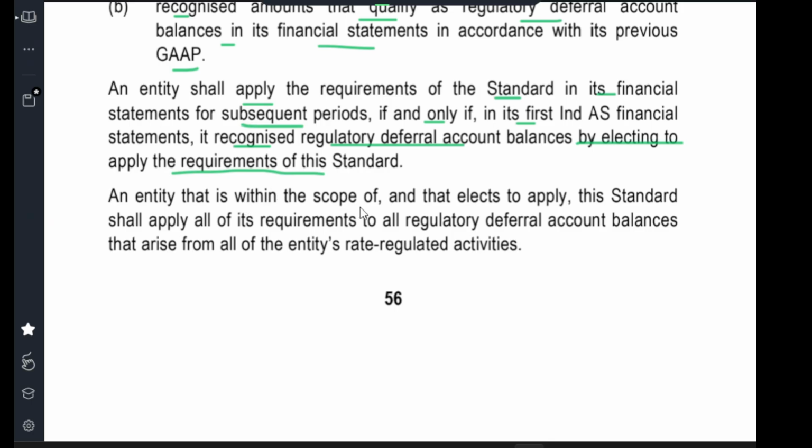An entity within the scope of, or that has elected to apply, this standard shall apply all its requirements to its regulatory deferral account balances that arise from all the entity's rate regulated activities. This indicates that it applies only to rate regulated activities. It is for rate regulatory deferral account balances only, not to every other thing. Only the specified things apply.